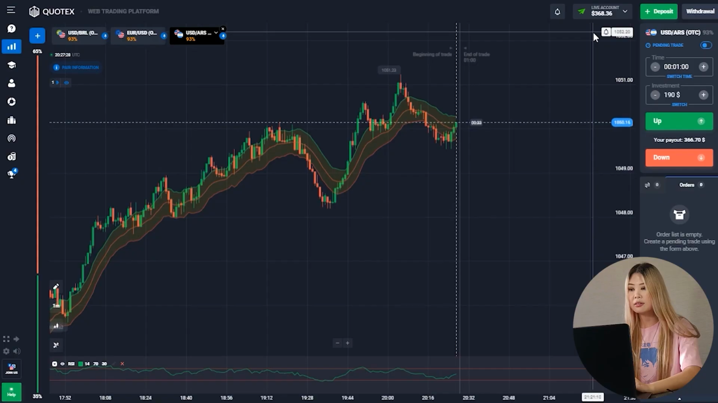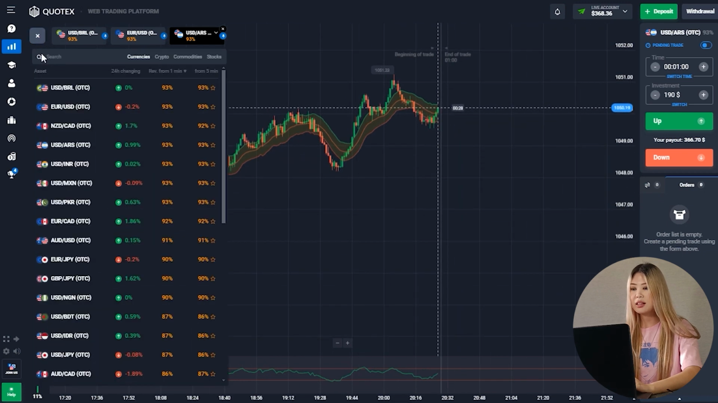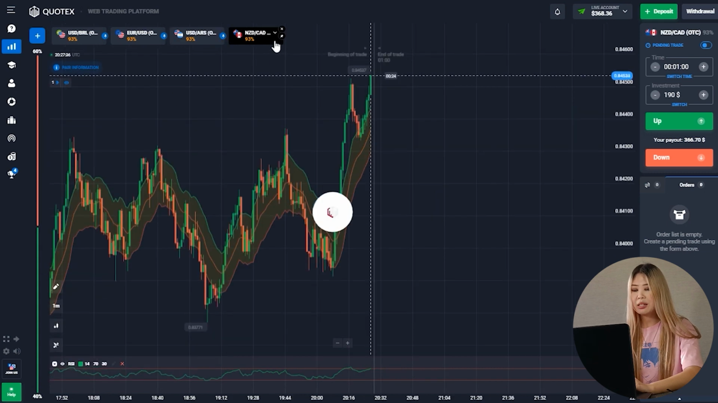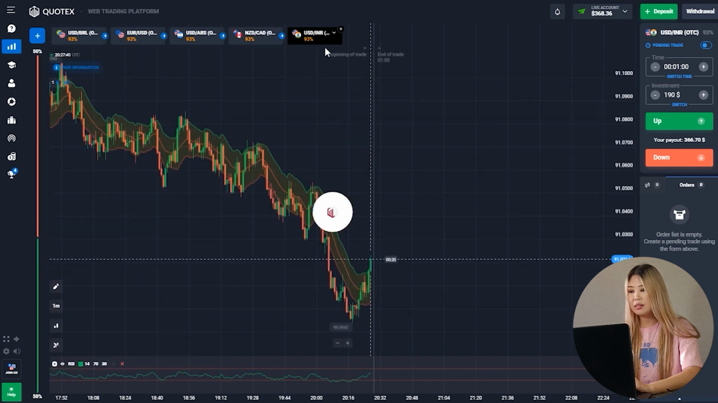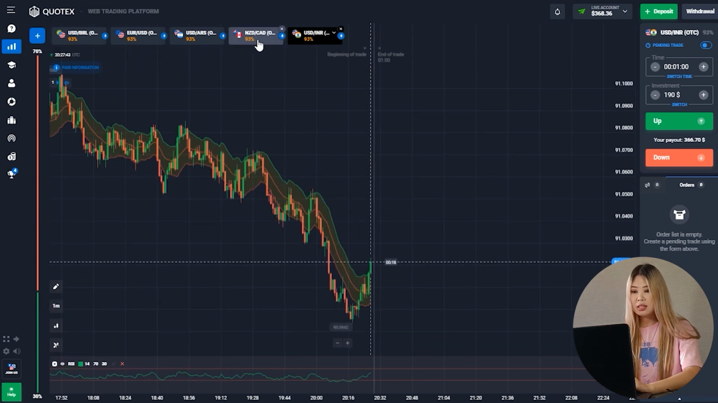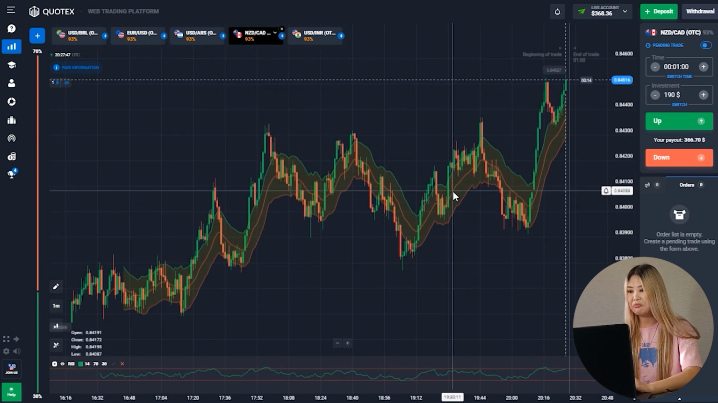I already have almost $400 on my balance, and I want to add some currency pairs to analyze, and show you slightly different situations. Let it be the New Zealand and Canadian dollars, and one other currency pair with the Indian rupee. I want to switch to the New Zealand dollar and the Canadian dollar.